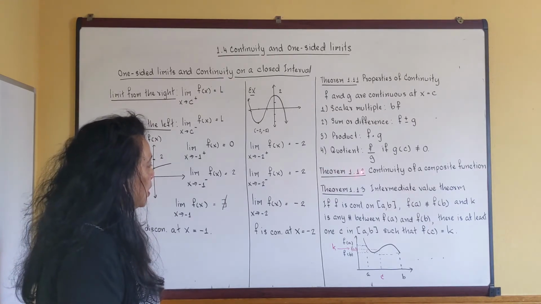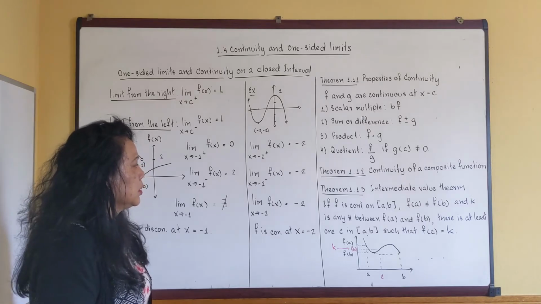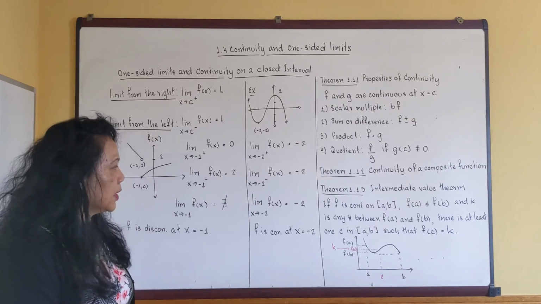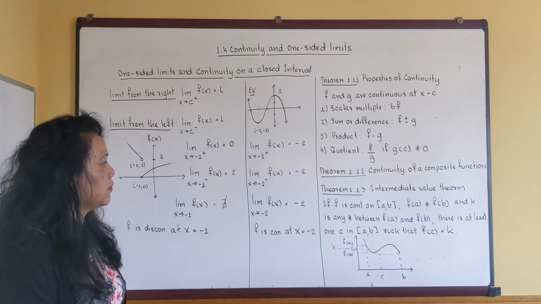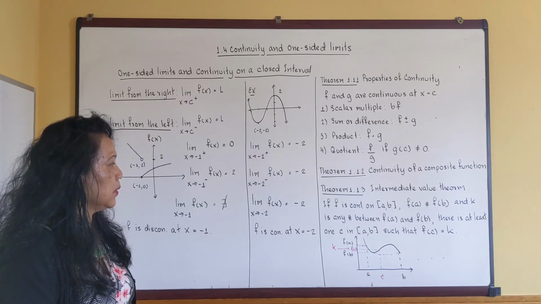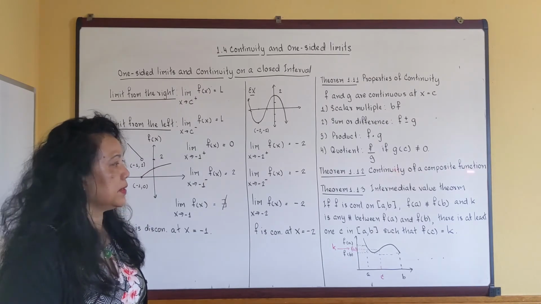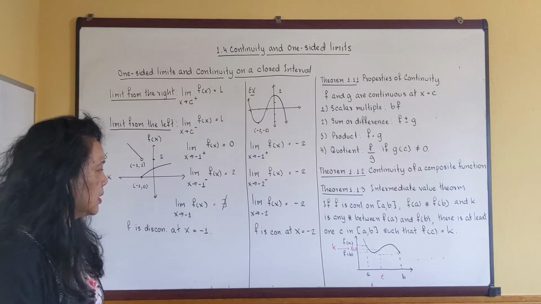Theorem 1.12 talks about continuity of the composite function. If you have two functions, let's say function f and function g, they're both continuous, and if you do composition, either f of g or g of f is still going to be continuous.